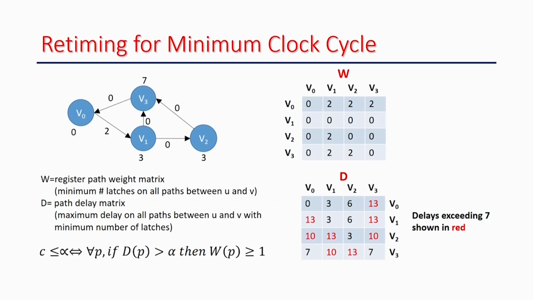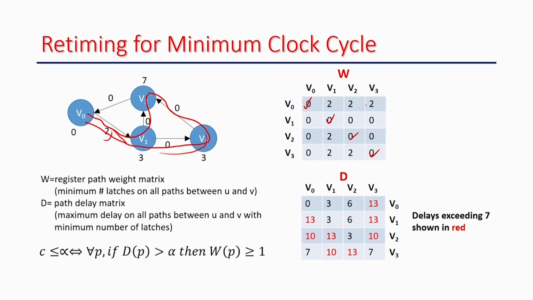Now take the same example we have considered so far. It will be given by a matrix, because we consider any pair of nodes. All the diagonal entries v0v0, v1v1, v2v2 will be 0, because the number of registers between a node and itself is 0. If you consider any pair, say v0 to v3, how many paths are there? There are only 2 paths, and this path has 2 registers and this path also has 2 registers. So, this is 2.